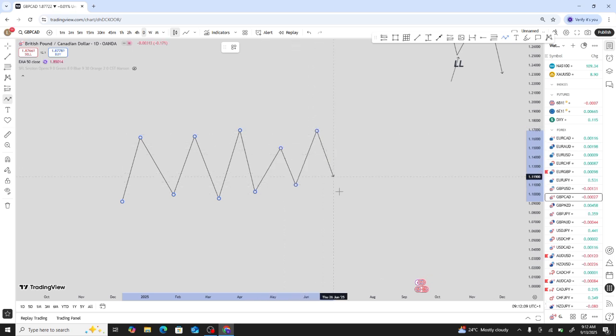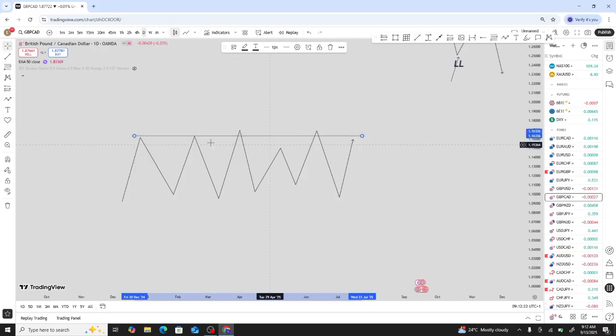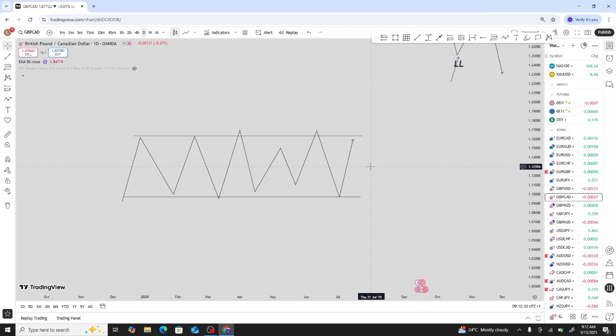It's just playing around within a range. Look at it, it is just playing around within this range. Price is playing around within a particular range. It's not moving up, it's not moving down. You can call it a range, or you can say the market is consolidating. Range or consolidation.